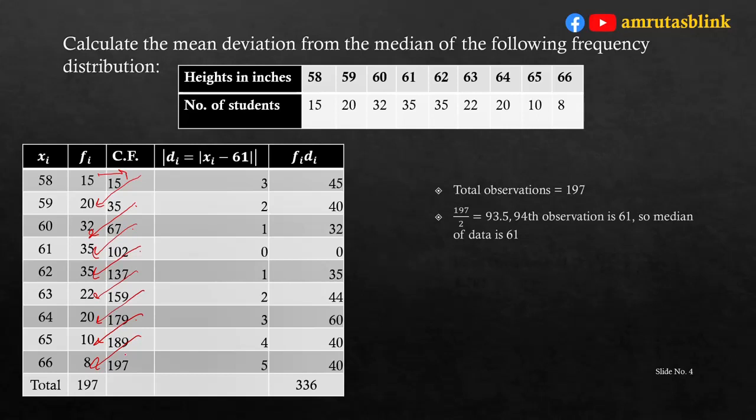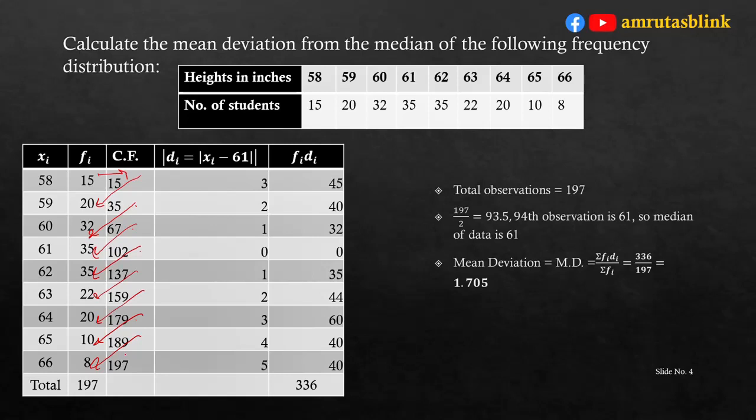Now, as the total number of observations is 197, the value lying in the middle is the 94th observation, that is 197 upon 2 is equal to 93.5. That means the 94th observation will be the median observation. Now, the 94th observation lies in the group of 61. So, the median of the data is 61.